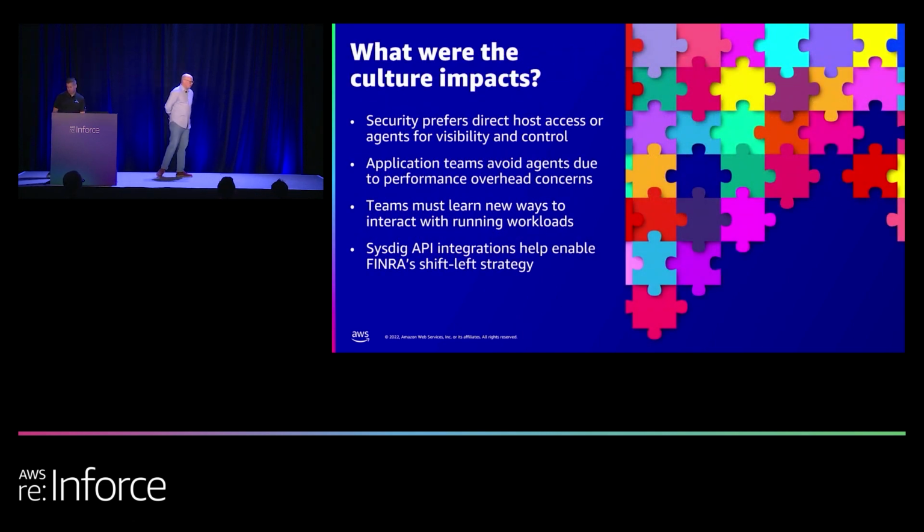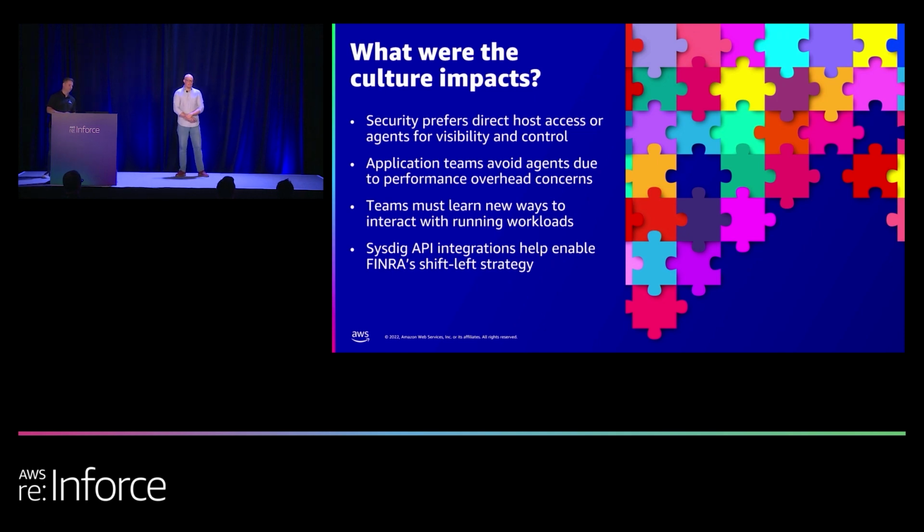So by using Sysdig on Fargate, or using Fargate in general, this opens up some, I guess, cultural changes within app teams. Security prefers direct host access because most security teams are used to running an agent on top of an operating system. They have access to the kernel. They can see everything that's happening. We can't do this in Fargate. So now security feels uncomfortable. Application teams don't like agents because there's a performance overhead concern. We can say all day that this doesn't have a very high performance hit, but are they going to believe it? We don't know.